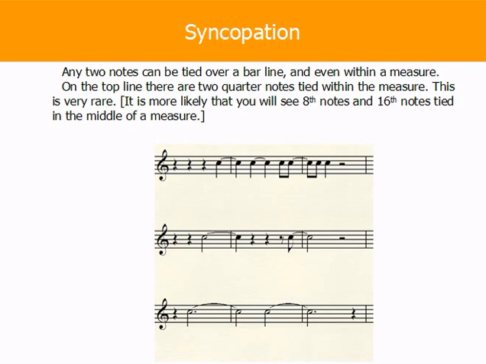So this would be played 1, 2, 3, 4, 1, 2, 3, 4, and 1, 2. The next line would be 1, 2, 3, 4, 1, 2, 3, 4, and 1, 2. Tied notes. We have a 5-beat note here on the bottom line. 1, 2, 3, 4, 1, 2, 3, 4, 1, 2, 3. Two 5-beat notes because of the tie.